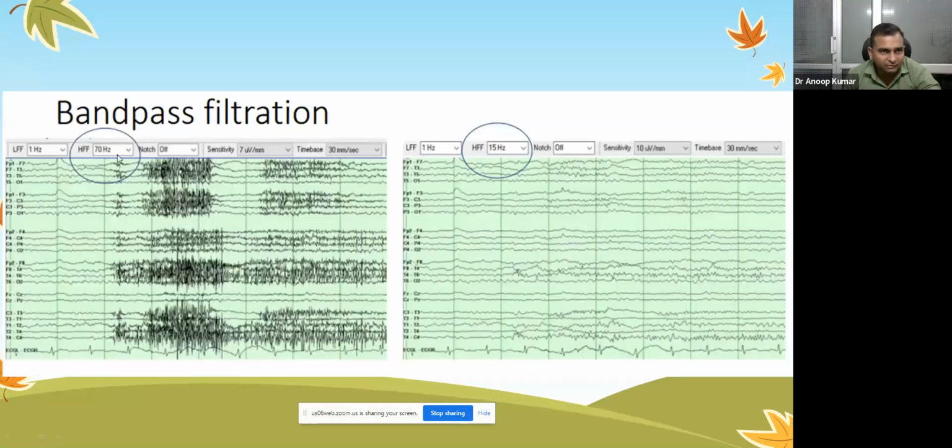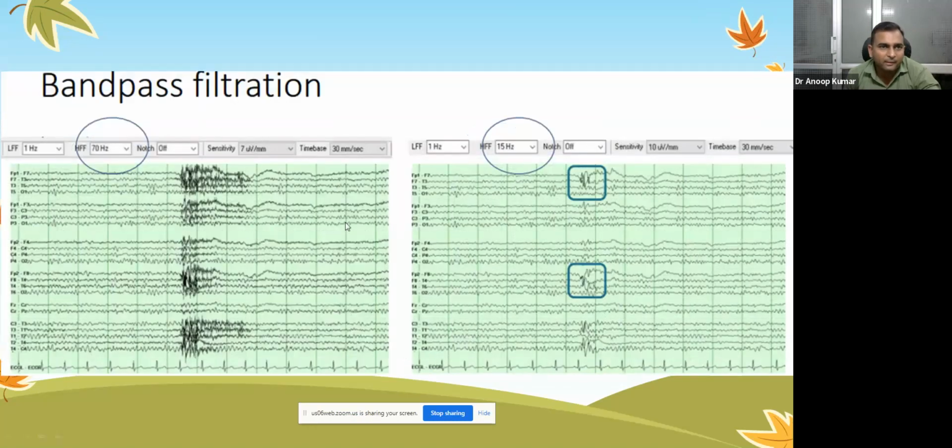In this, high frequency filtration is there. When it is 70 hertz, you pick up all types of artifacts, and when you reduce this high frequency filter to 15, these fast activities usually disappear. So you can use these band pass filtration methods. The same example is also shown here again.